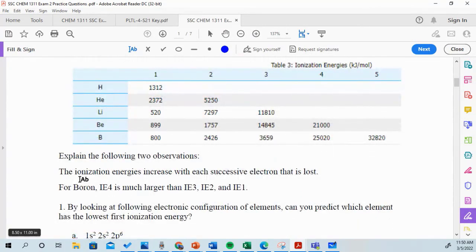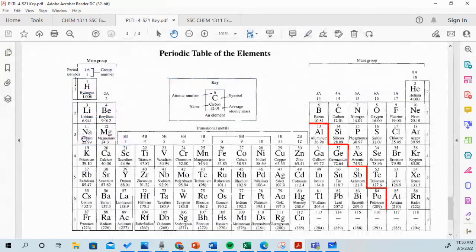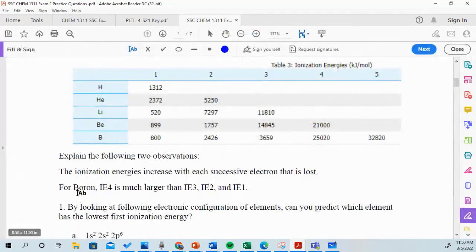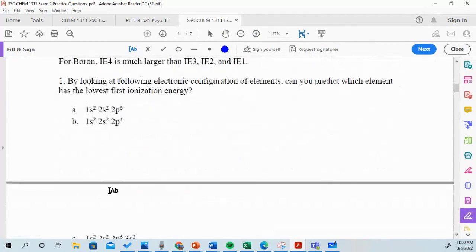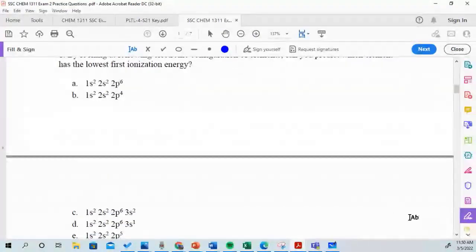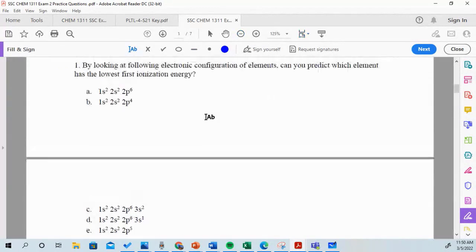Awesome. So the main thing here is understanding what element I am looking at and what its valence electrons are. If I have a different element, for example magnesium, after ionization energy 2, the third one would be the one that's extremely high because I've taken 2 of the valence electrons out. So be aware of what element you're looking at. Okay, so let me make this smaller. By looking at the electron configurations of elements, can you predict which element has the lowest first ionization energy? Which one is it?